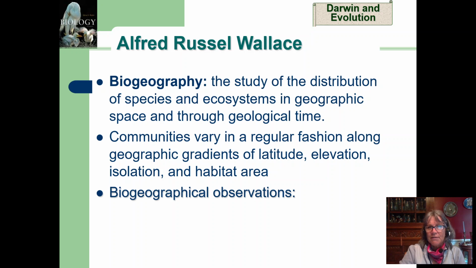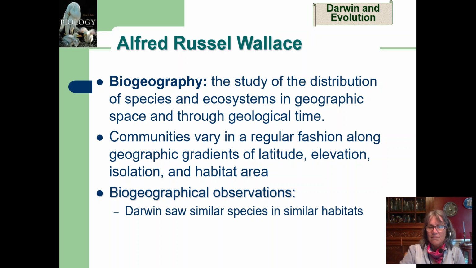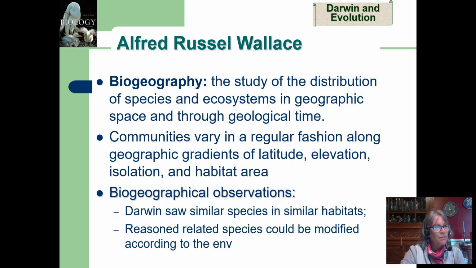And his biogeographical observations were repeated by what Darwin saw. And what he saw in his travels were similar species living in similar habitats in different places, so different places around the globe. If the habitat was similar, the species that lived there tended to be similar. And so he reasoned that related species could be modified according to the environment in which they lived.